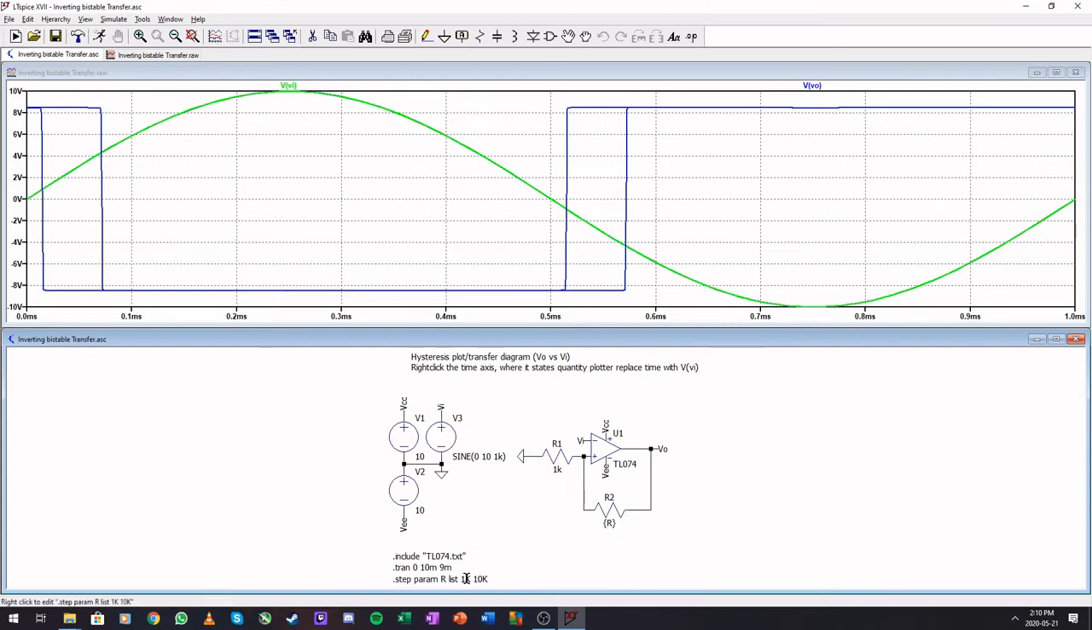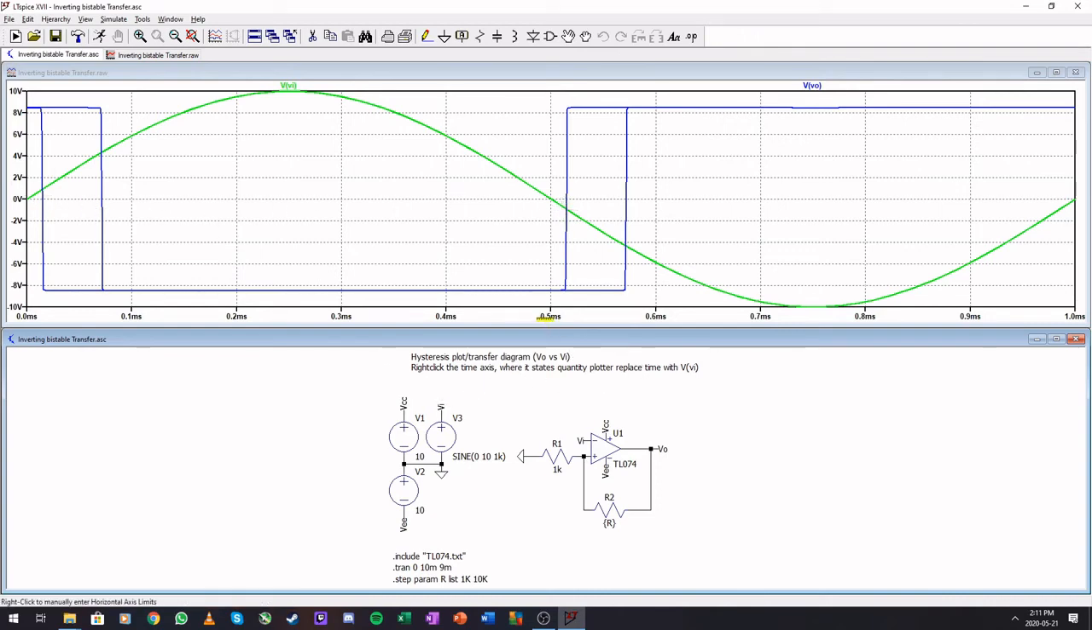So having a 1K here, we will have our switching at half of our limiting, so 4 volts, and the 10K will put us right here at 1 volt.